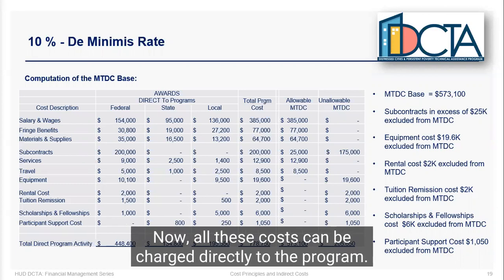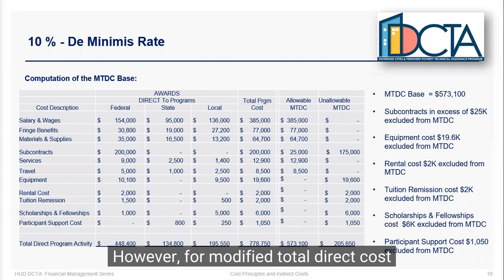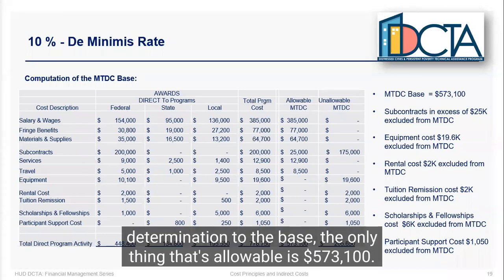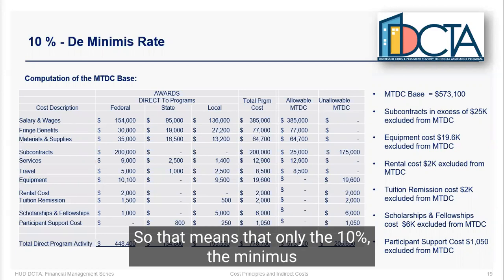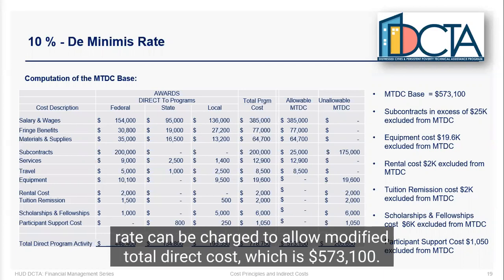Now, all these costs can be charged directly to the program. However, for modified total direct cost determination, the base, the only thing that's allowable is $573,100. So that means that only the 10% de minimis rate can be charged to allowable modified total direct cost, which is $573,100. Next slide, please.